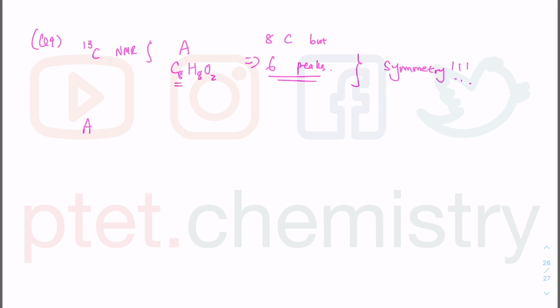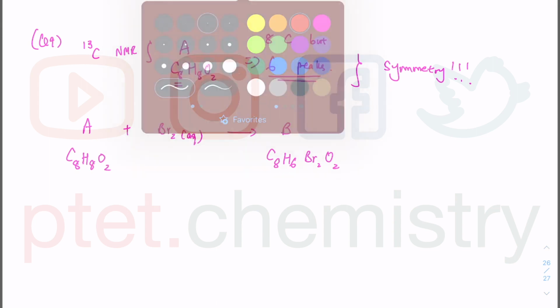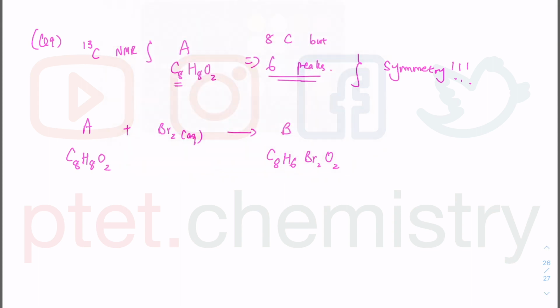Information. A reacts with bromine water. Bromine water means aqueous bromine, and you get B which is C8H6Br2O2. So A previously was C8H8O2. You can hopefully see that this is addition. This is an addition because 2 things become just 1 thing.